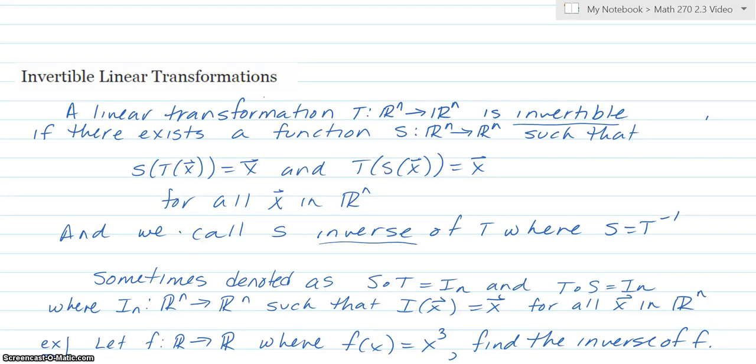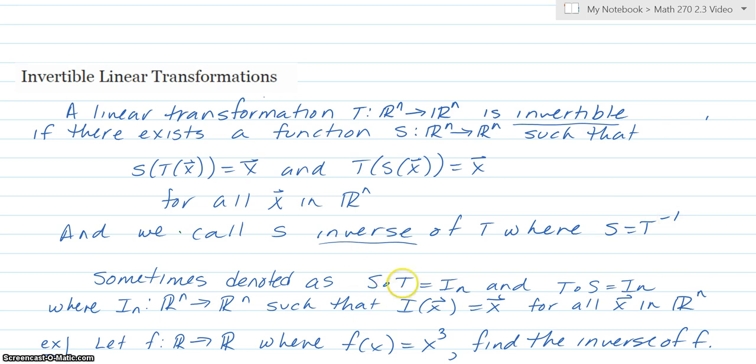Hello again. In this video, we're going to talk about invertible linear transformations. By definition, a linear transformation T from Rn to Rn is invertible if there exists a function S also from Rn to Rn such that the composition function S of T of x is equal to x and the composition function T of S of x is also equal to x for all x in Rn. We call S the inverse of T, and we denote it as T raised to the negative 1.